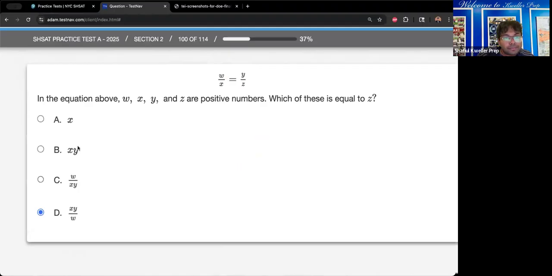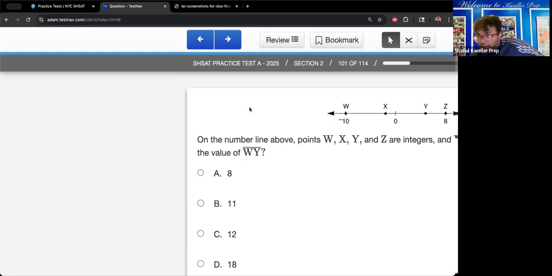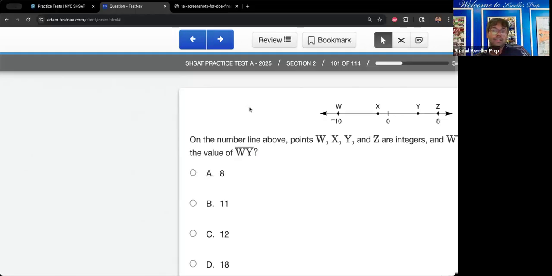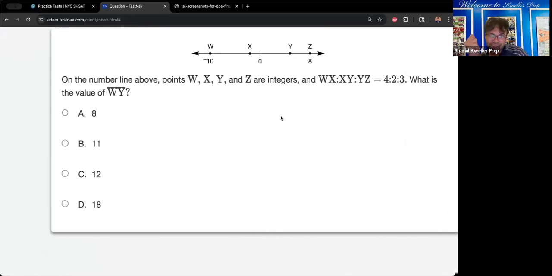Okay, next one. We're almost done. We only have 14 more questions, and then I'm just going to open up the floor for you guys to ask anything. The number line points w, x, y, z are integers. The ratio of wx to xy to yz is 4 to 2 to 3. What is the value of wy?